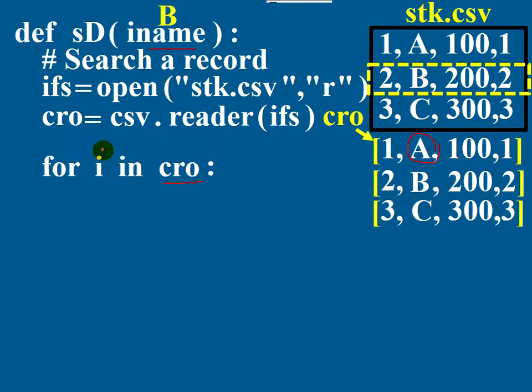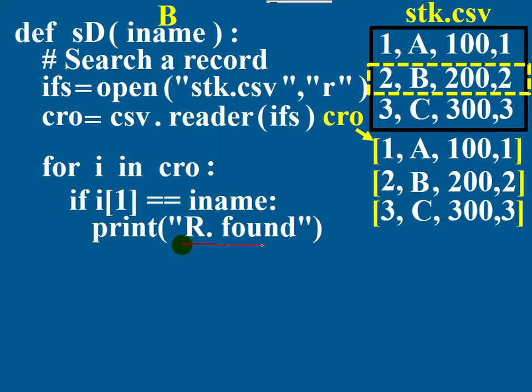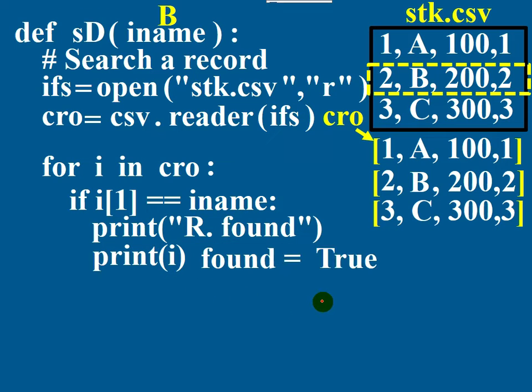So the first row comes in variable i, after that the second row comes in variable i, after that the third row comes in variable i. If the item name is present in i, that is if i[1] will give you the item name, because i[0] is item code, i[1] is item name, i[2] is price, and so on. So if i[1] equal to iname, meaning this is the record to be searched, so you can display the message record found. The record can be displayed on the computer's monitor, and after that you can make the variable found true.